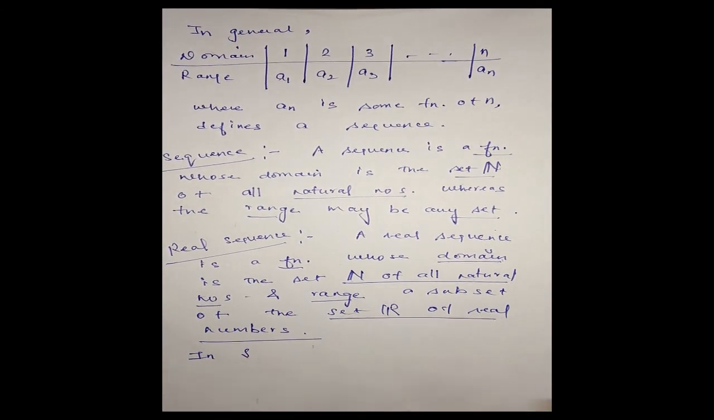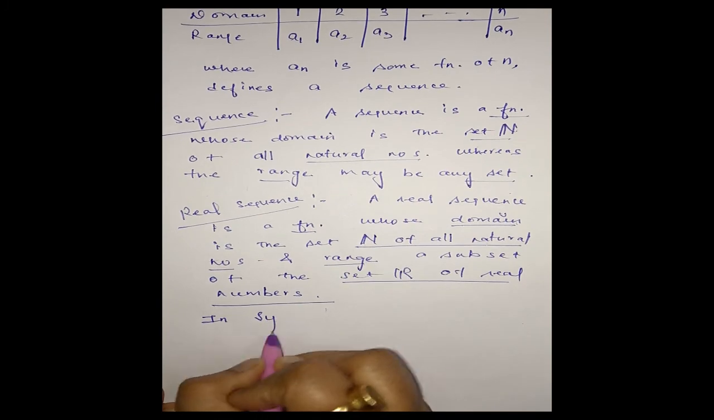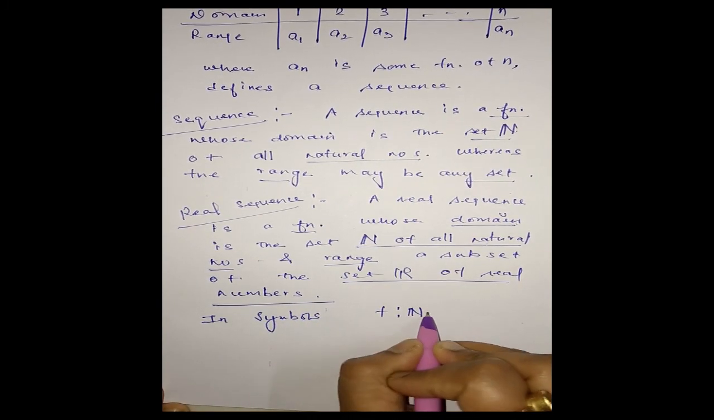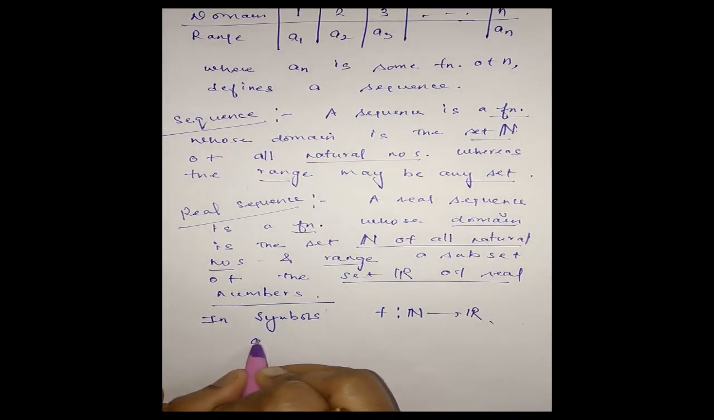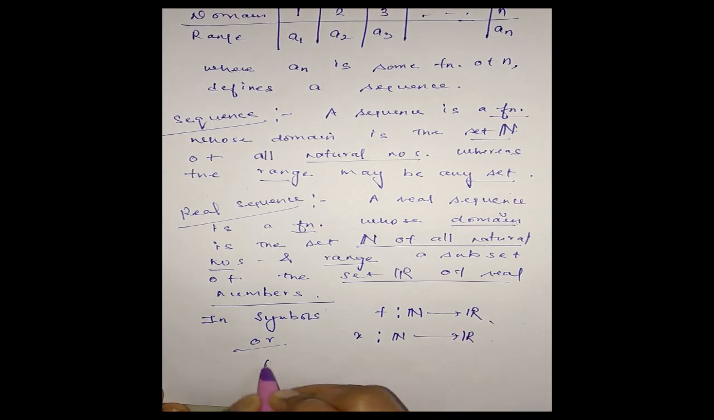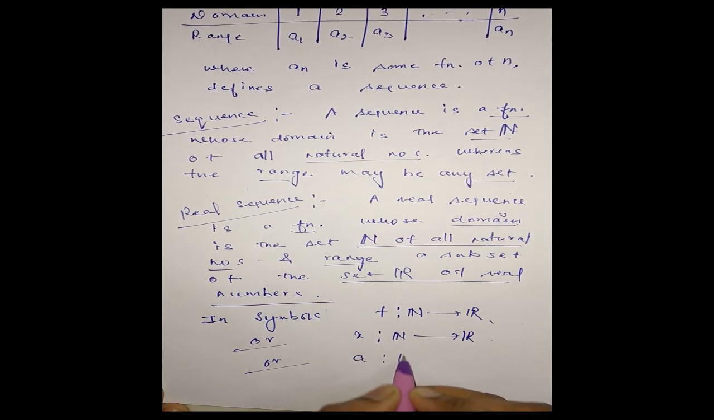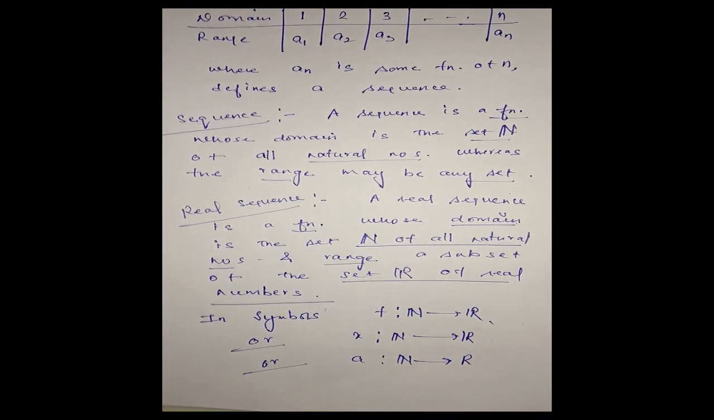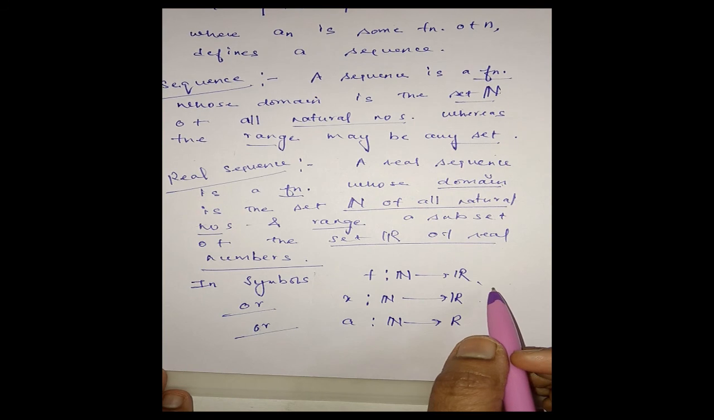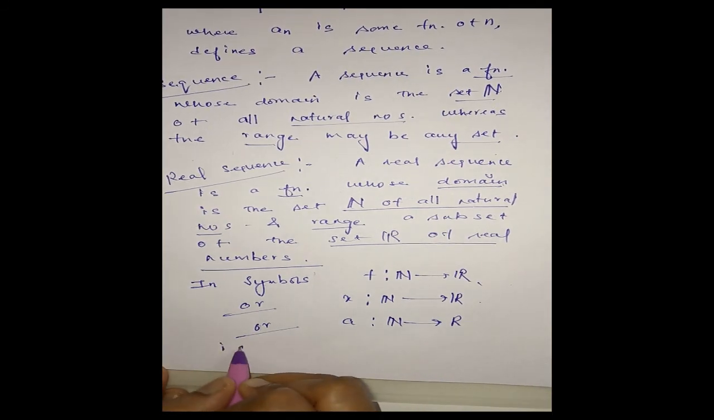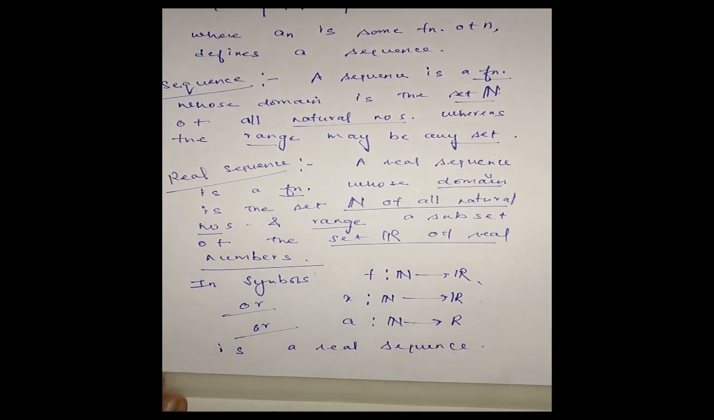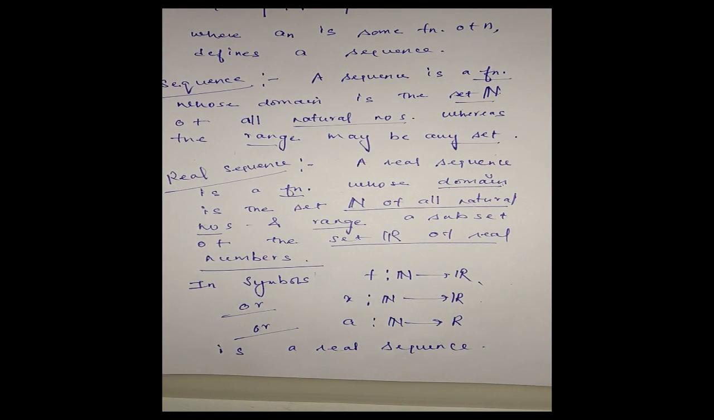In symbols we write f is a function from N to R, or I can take x also, or I can take some a also, to denote the sequence from N to R, a function from natural numbers to a subset of real numbers. This is a real sequence. This is the definition of real sequence. Clear?